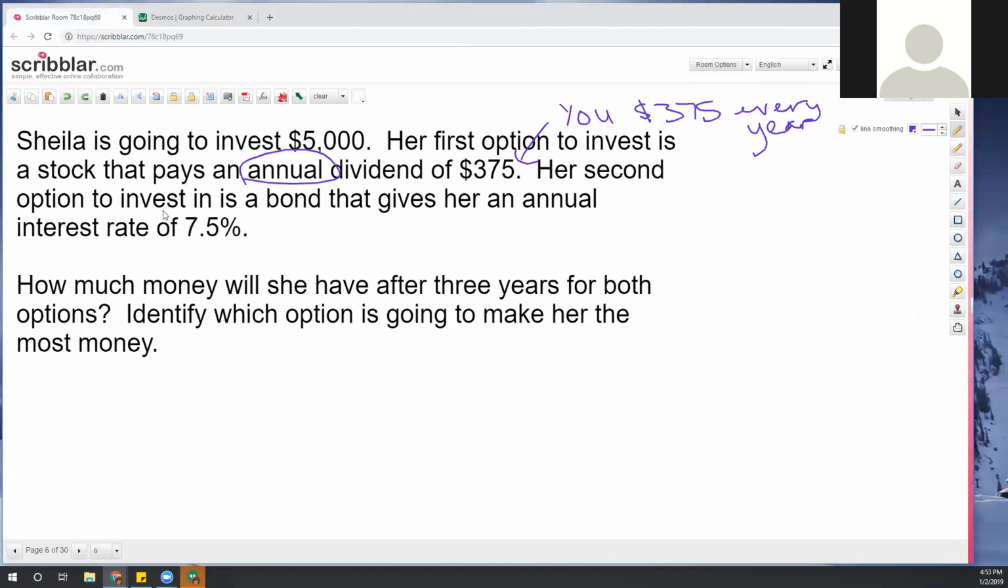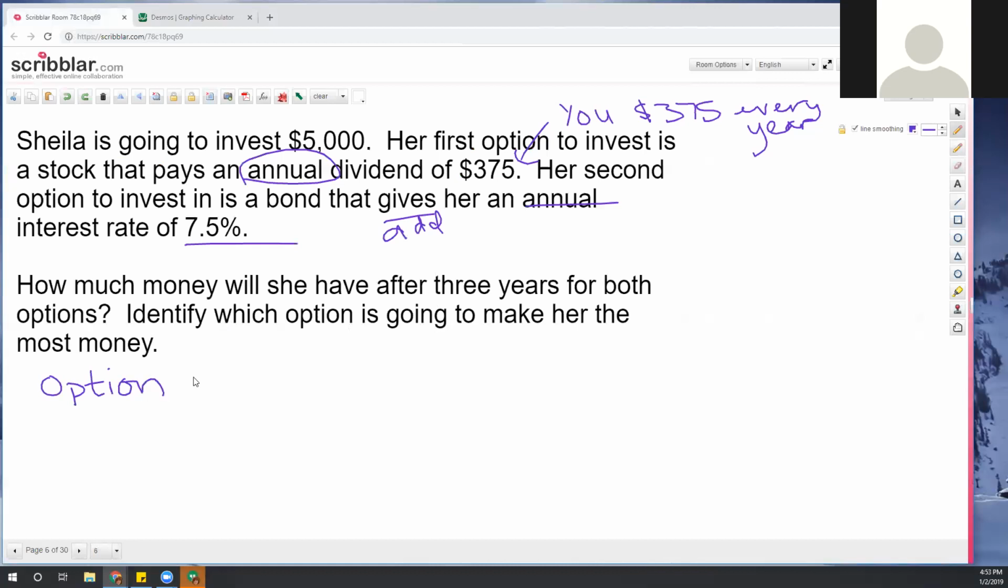Her second option to invest in is a bond that gives her an annual interest rate of 7.5%. So annual again, but this time you calculate it using interest. But you are being given that money, so this is an add percentage. How much money will she have after 3 years for both options? Identify which option is going to make her the most money.